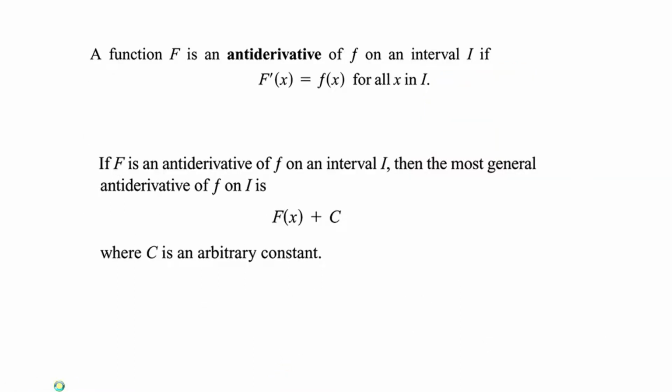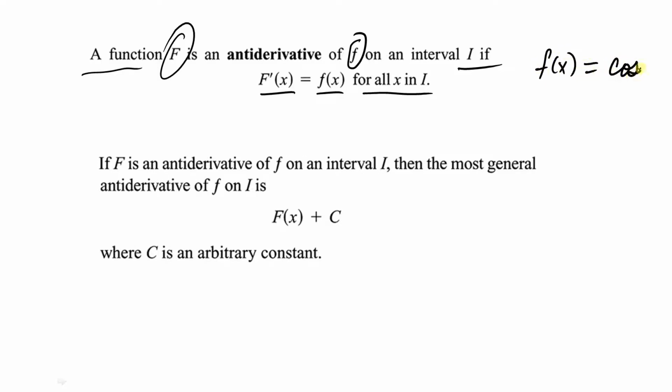Now, we're going to define what an antiderivative is here. A function, capital F, is an antiderivative of the function lowercase f on an interval I if the first derivative of capital F is equal to f of x for all x on the interval. Now, to give an example, suppose f of x was equal to cosine of x. The question is, what function has a derivative cosine of x? Well, capital F of x equals sine of x is an antiderivative of cosine of x because, as you well know, the first derivative of sine of x is cosine of x.